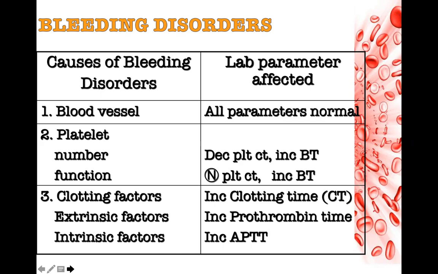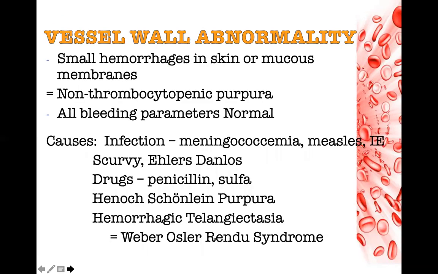The third possible cause of bleeding disorders would be clotting factors. So it may involve the intrinsic and extrinsic pathway of coagulation. So what are the parameters that would be elevated in cases of bleeding disorder secondary to clotting factors? There could be prolongation in the clotting time, an increase in the prothrombin time, and an increase in your activated partial thromboplastin time.